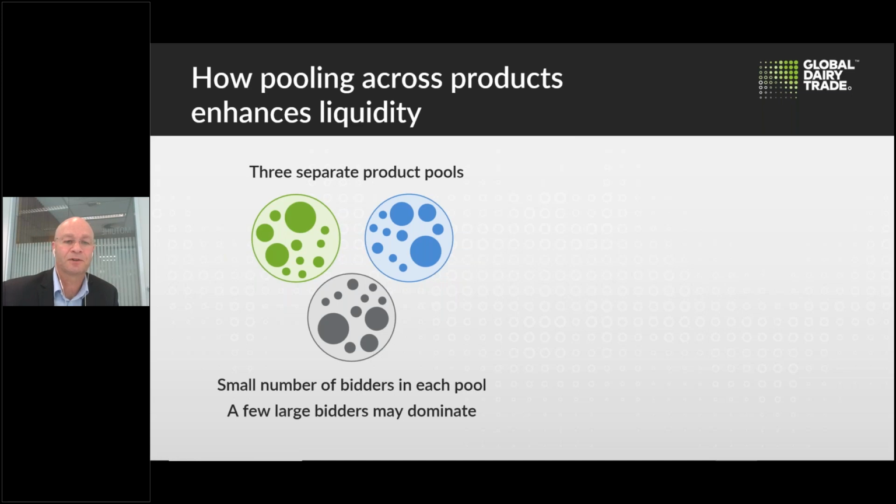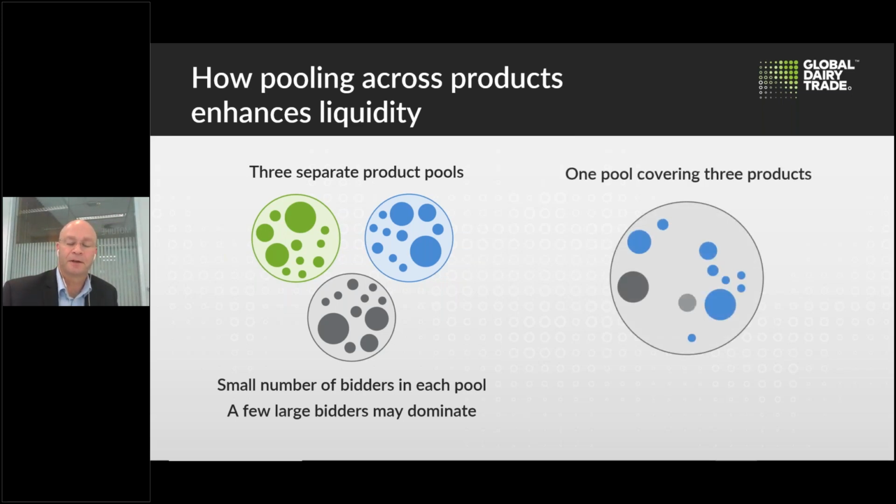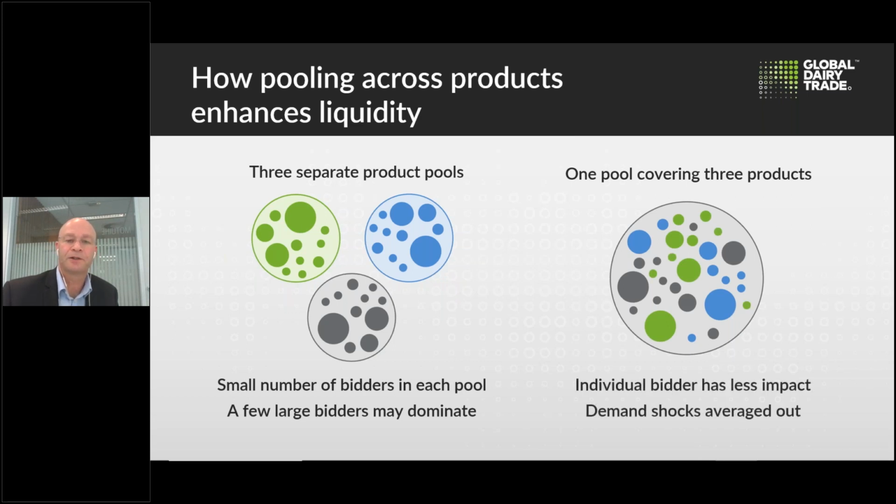You get demand shocks, supply shocks. It's going to have a big impact on price. So whenever you're in a situation where the seller has flexibility across the products, then you can pull the products together. So for whole milk powder, for example, the seller, say Fonterra, can make instant, regular, UHT in the same plants. So if they're interested in selling 3,000 tons of whole milk powder, they can pull them all together and create one bigger pool.